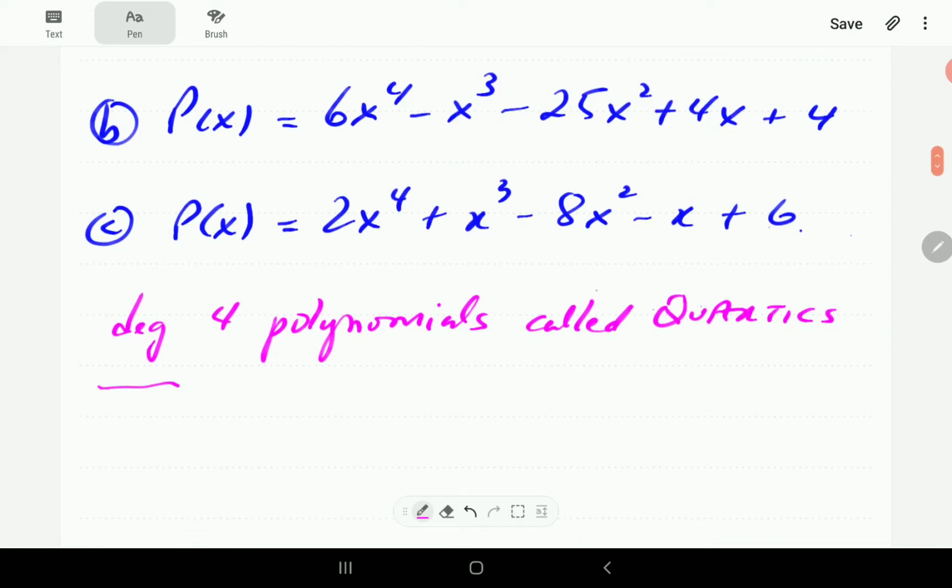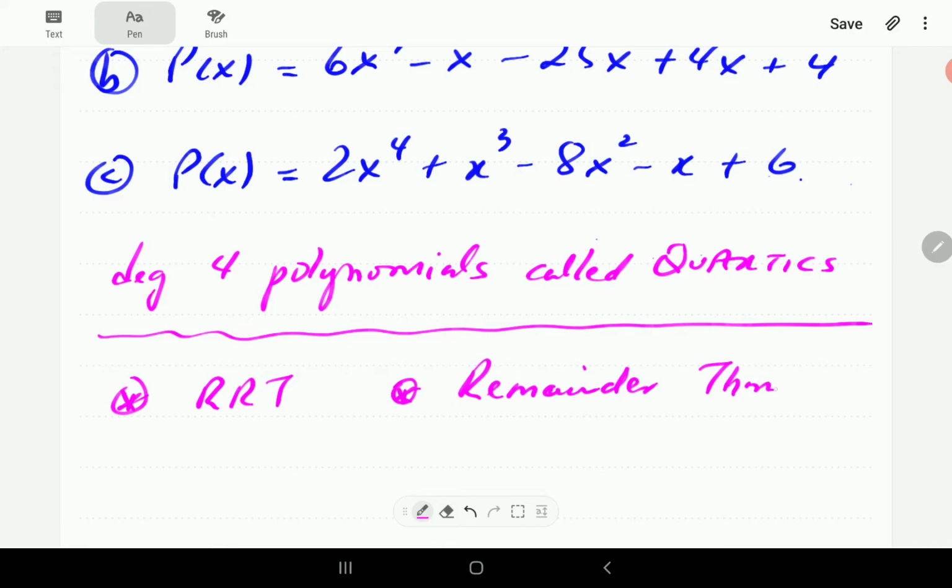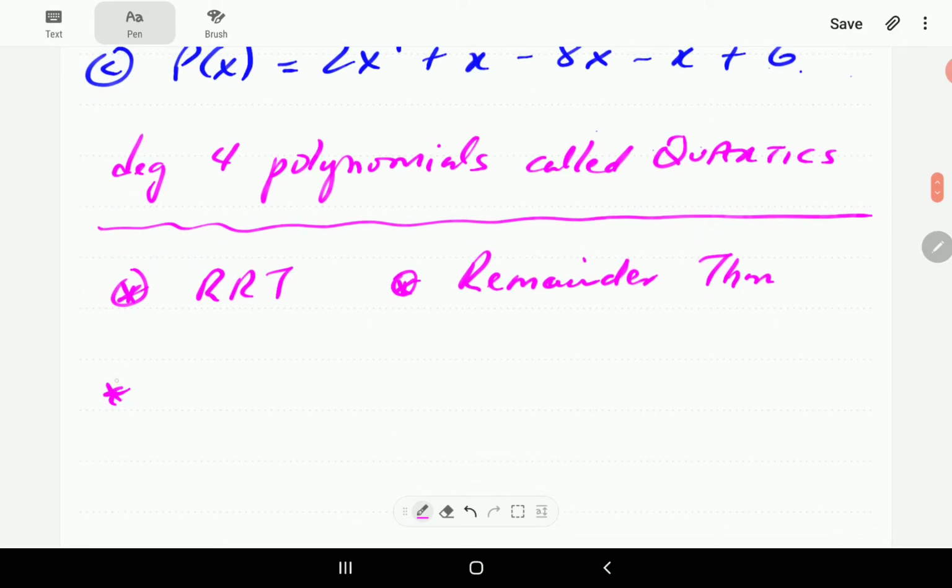Okay, so there are some tools that we're going to need to factorize these. The first one of them is the Rational Root Theorem. If you're not up to speed with the Rational Root Theorem, we're going to post a link to our video which explains it. Something else that we're going to use is the remainder theorem. Again, if you're not up to speed with the remainder theorem, I'm going to post a link to a video that can refresh your memory on that one.